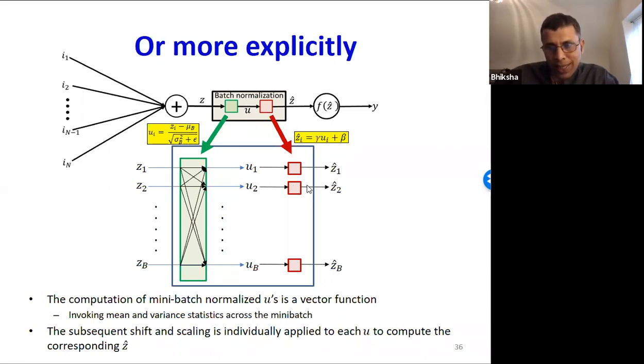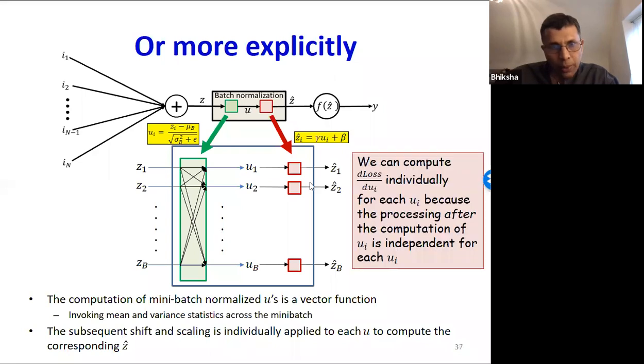So this means that when we are computing our derivatives and performing back propagation, we can compute the derivative with respect to each of these u's individually, because each u, once it's computed, is processed independently. And then when we actually compute the derivatives with respect to the z's, we have to consider the vector nature of the operation.